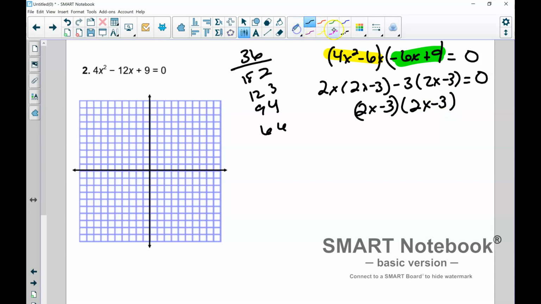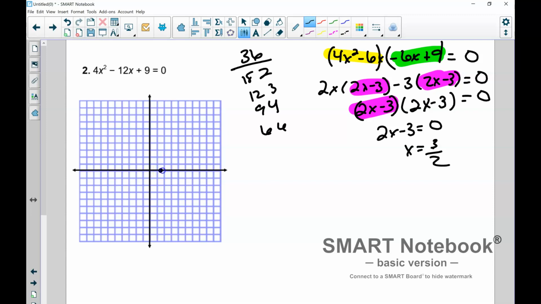Notice that these two are the same. That's what it should be. Now, no matter how many times I solve this equal to 0, x is going to be equal to 3 halves. So 1.5.